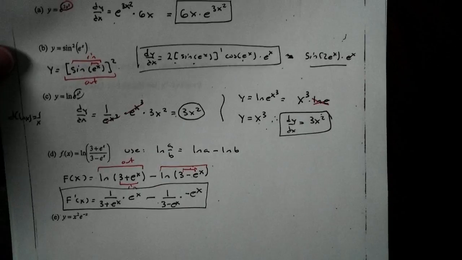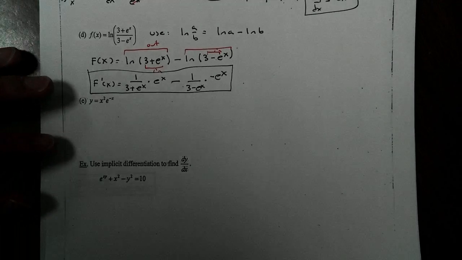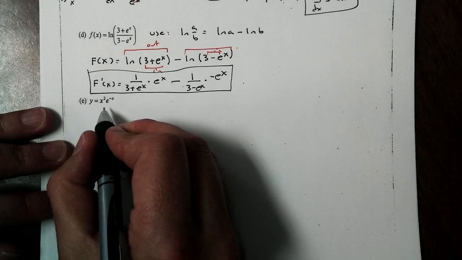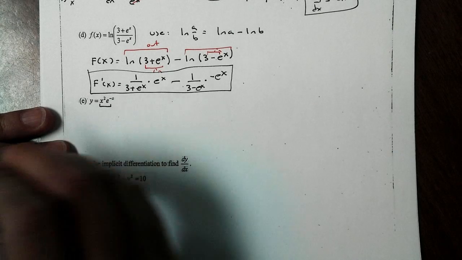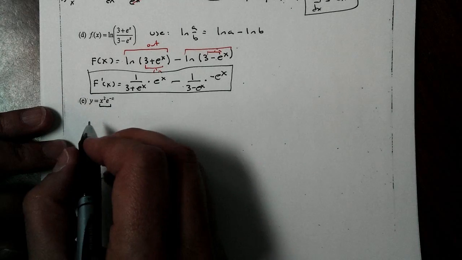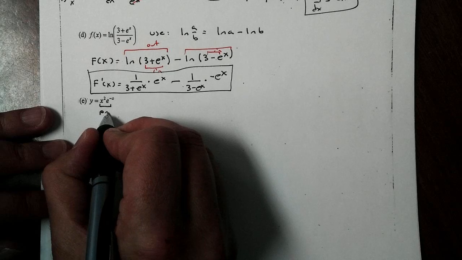All right, so let's see here. For part E, we're mathematicians, we like to part E. When we're taking the derivative, oh no, with respect to x, we have x squared times e to the negative x. Obviously, this is a product rule.